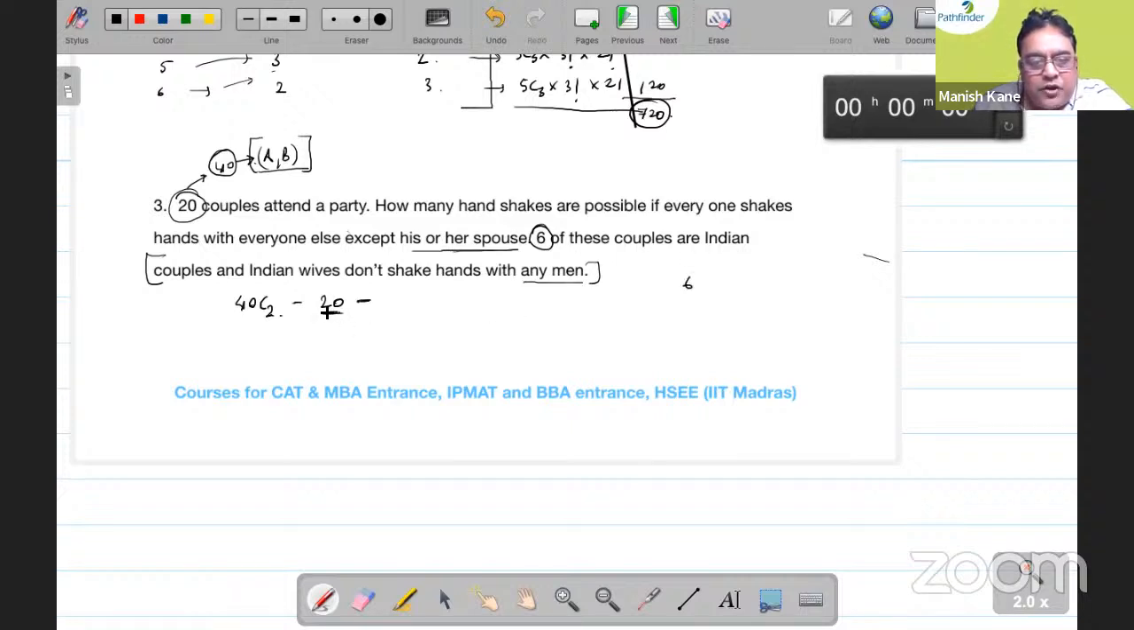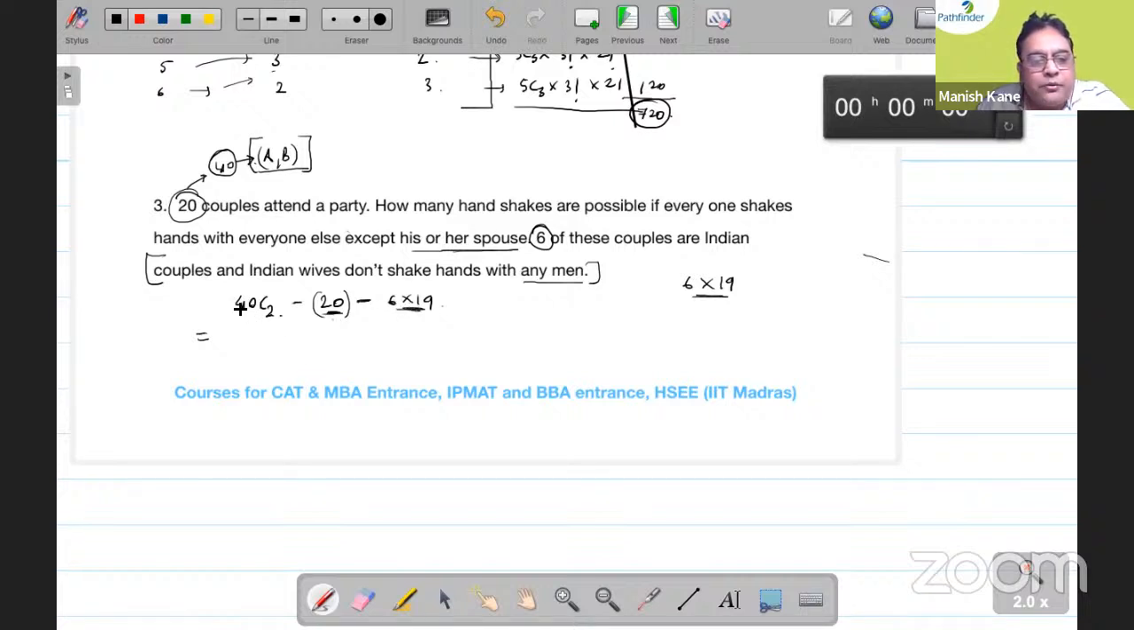Already, they won't shake hands with their own husband. That has been considered in this 20. And they will not shake hands with 19 other men. So 6 into 19 handshakes will not take place. So your answer will be 40 C2 minus 20 minus 6 cross 19.